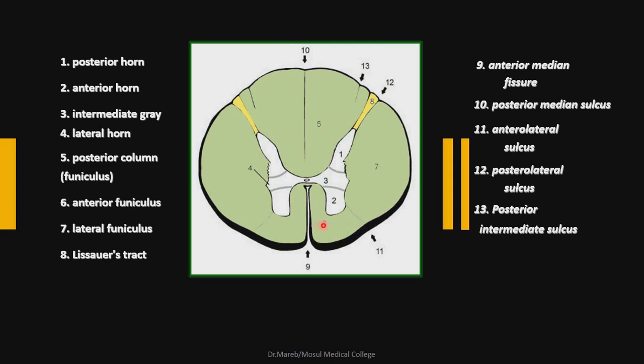This is the posterior column or dorsal column, and this is the anterior column or anterior funiculus. Here there is the lateral column. This is the lissauer tract, and this is the anterior median fissure, which is deep, while this is the posterior median sulcus or septum. This is the anterolateral sulcus. This is the posterolateral sulcus, and this is the posterior intermediate sulcus.